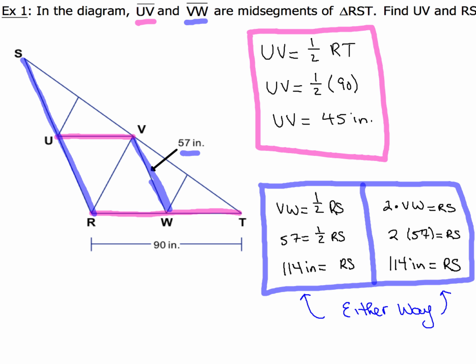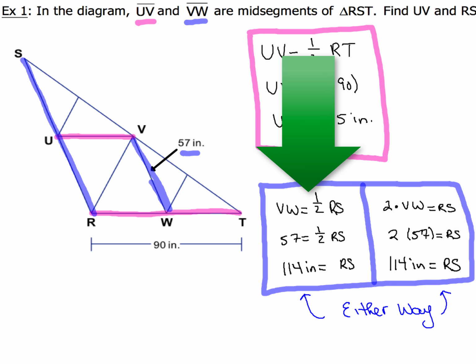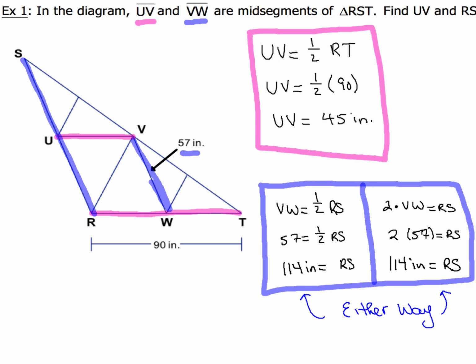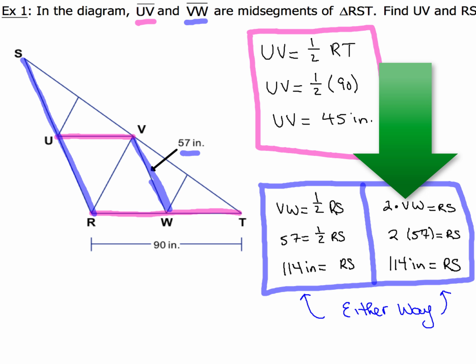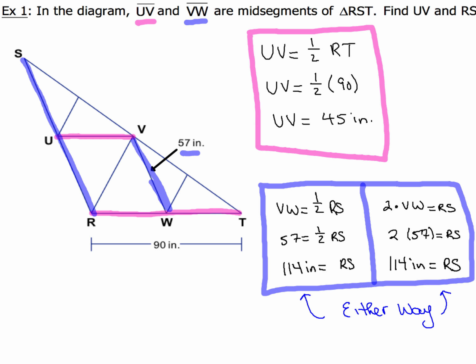Hopefully, you either came up with the equation on the left, VW equals 1/2 RS, and then solve that to get 114 inches for RS, or maybe you thought about just doubling from the beginning and doubling that smaller mid-segment, so then in that case you'd write down the one on the right. 2 times VW equals RS, and bam, you end up with 114 inches for RS. Either way is okay, but small technical detail. Do not forget to write down the inches on this because that's the unit that we're given to work with. Alright, so make sure you take care of that stuff.